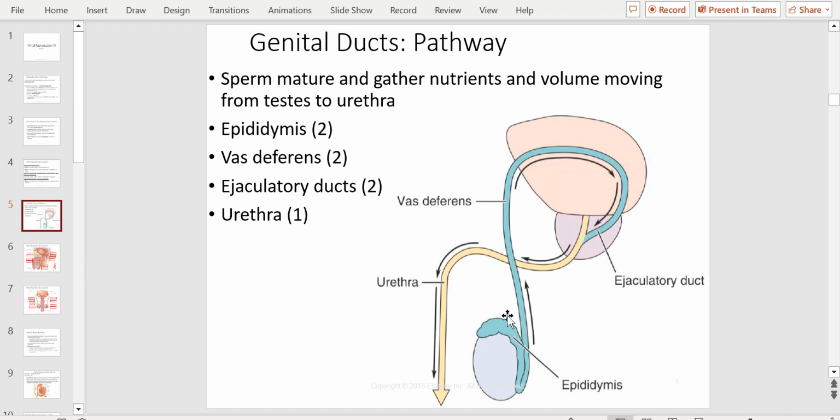There are the testes, and we're moving into the epididymis. This is only half, because there are 2 testes, so there'll be 2 epididymides. There's your epididymis, which changes into the vas deferens, comes along here, and turns into the ejaculatory duct. We'll have better pictures as we go. We're just doing a general pathway here, and then on to the urethra.